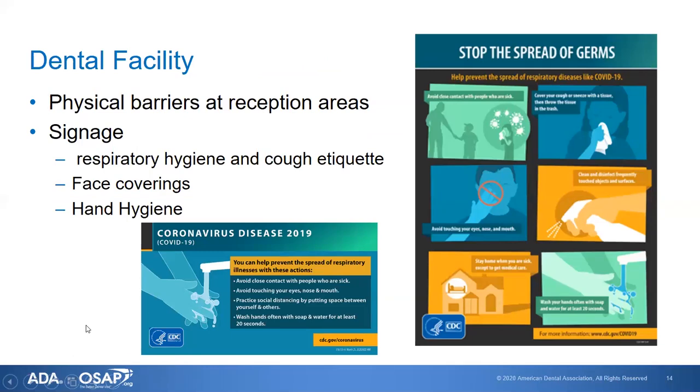Now, with the dental facility, consider physical barriers at reception areas. I think you've all been to grocery stores and take-out food places where you've seen these large plexiglass dividers. That's the same kind of thing you need to consider for your reception areas, so that the person at the reception desk has a barrier between them and the patients coming into the area. Ensure you have appropriate signage: respiratory hygiene and cough etiquette signage, face covering signage, hand hygiene, not only for personnel, but for patients as well. Next slide, please.